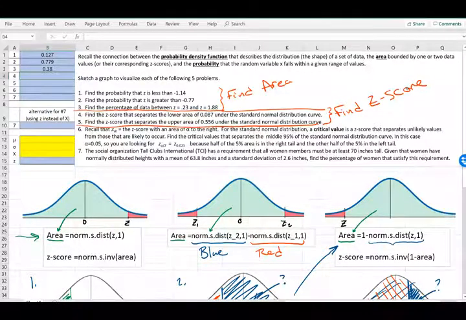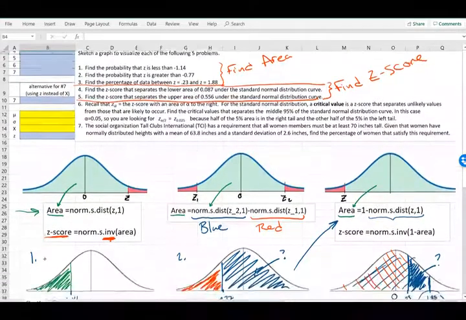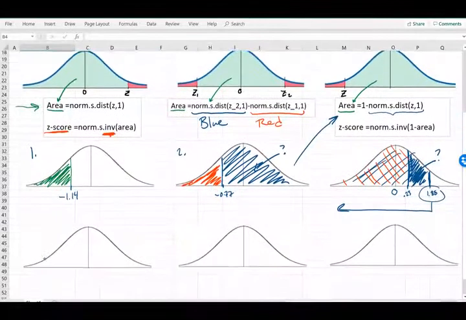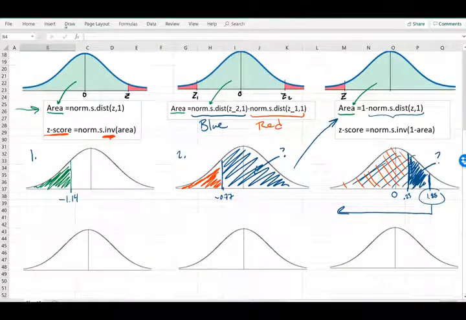And to do that on Excel, it's the inverse of the normal distribution function. So if you look down here, the .inv stands for inverse. That's the one you're using when you're looking for a z-score. Okay, so find the z-score that separates the lower area of 0.087.